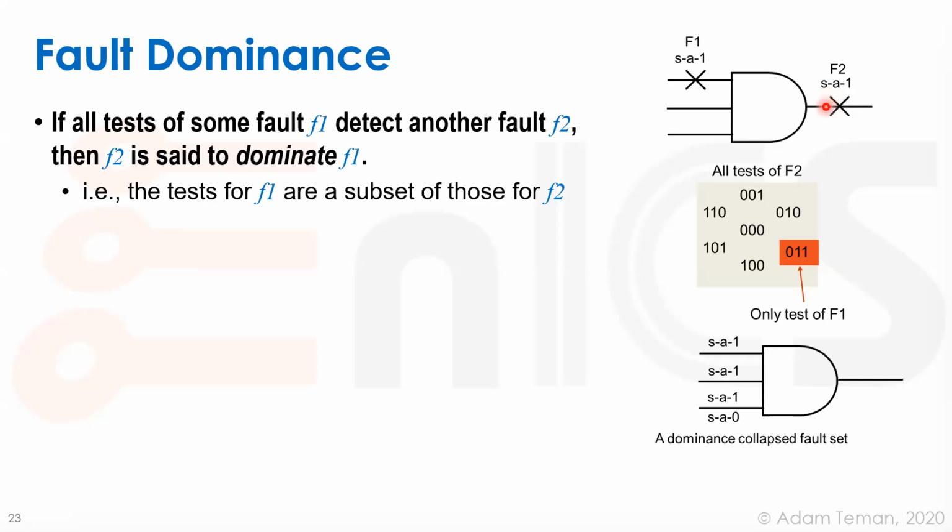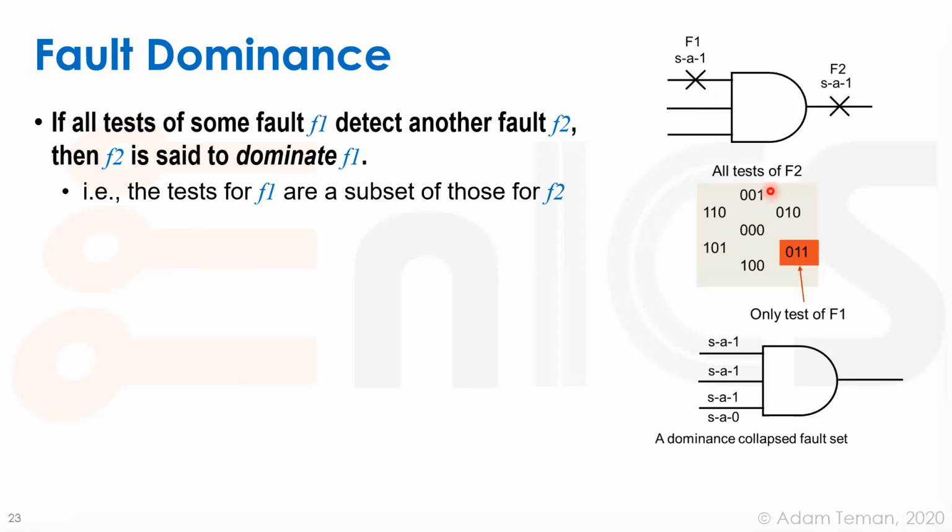So to check F1, all we have to do is put this at 0, 1, 1, right? If we put 0, 1, 1 here, we're supposed to have a 0 at the output. If we have a 1 at the output, that means either F2 is stuck at 1 or F1 is stuck at 1. But is that enough to test that F2 is stuck at 1?